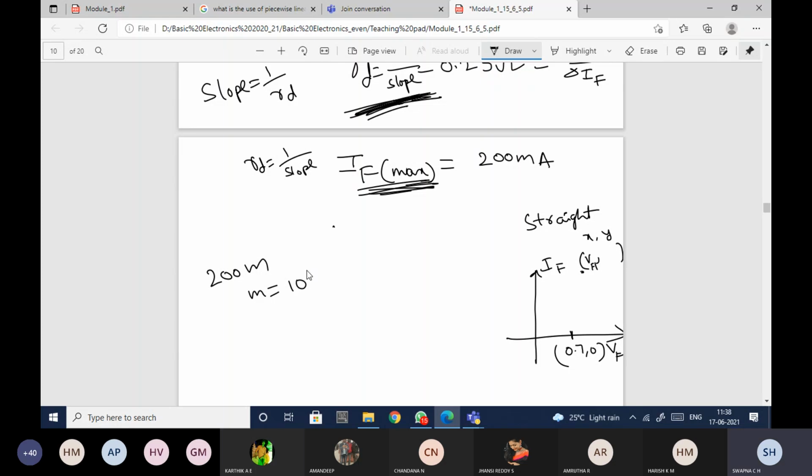10 power minus 3. Okay, so 200 into 10 power minus 3. So if I want to write this as 10 power 3, I can write it as 0.2 into 10 cube. Or you can just multiply 2 into 10 square, I can write into 10 power minus 3. So it is nothing but 2 into 10 power minus 1, which is nothing but 0.2.